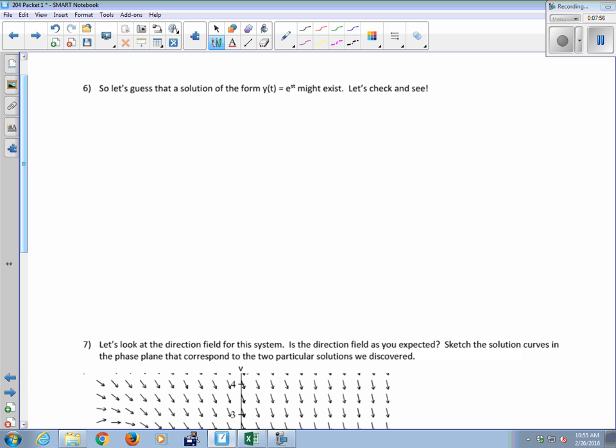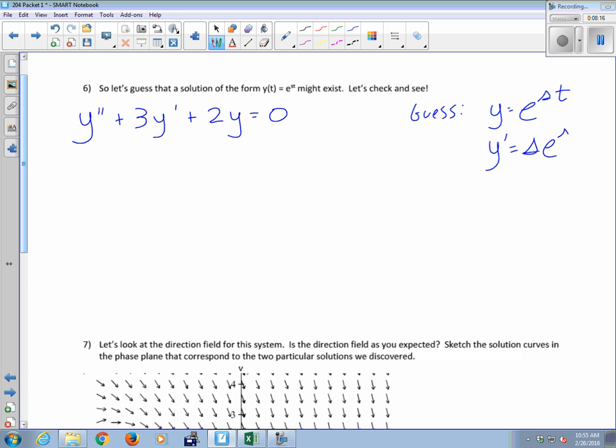So my differential equation is y double prime plus 3y prime plus 2y equals 0, and my guess is that y equals e to the st. If y equals e to the st, what's y prime? s e to the st. And what's y double prime? s squared e to the st. Let's plug y prime and y double prime into the differential equation and see if we can come up with s's that will make this work.